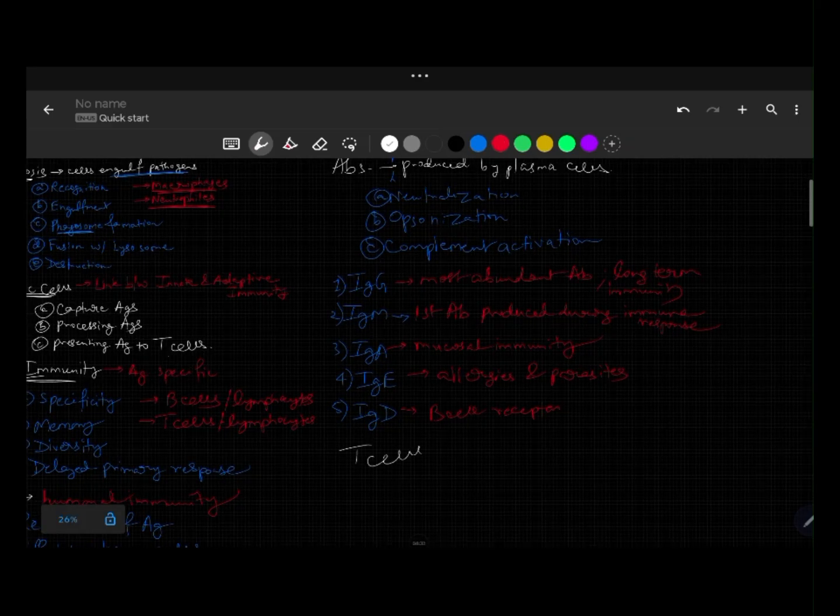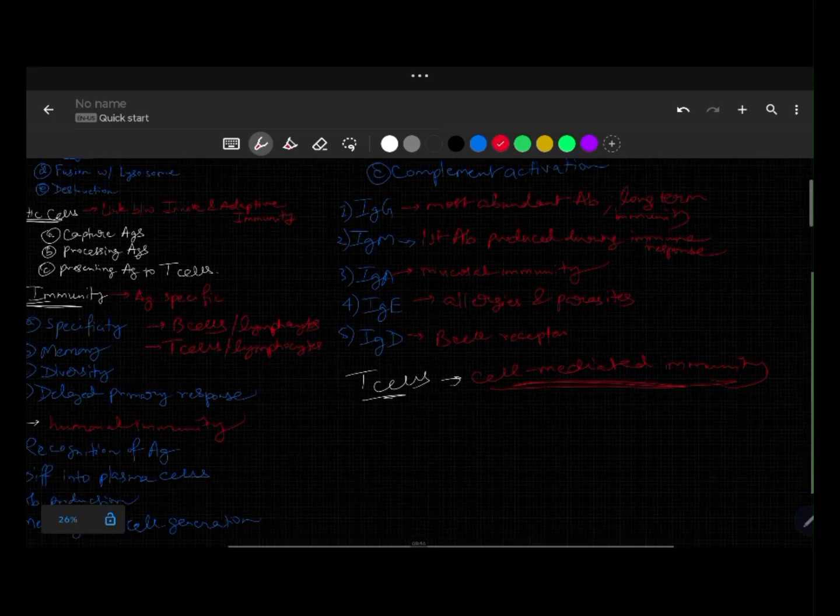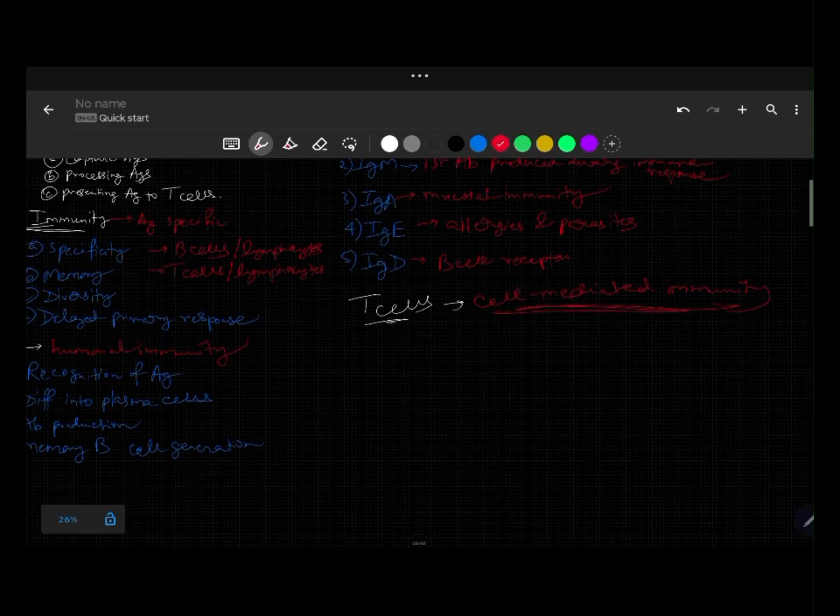If we talk about the T cells, they are responsible for cell mediated immunity. And where do they mature? They mature in the thymus. This we have already covered in our last lecture. If we talk about the types of T cells, we have helper T cells, CD4 plus.